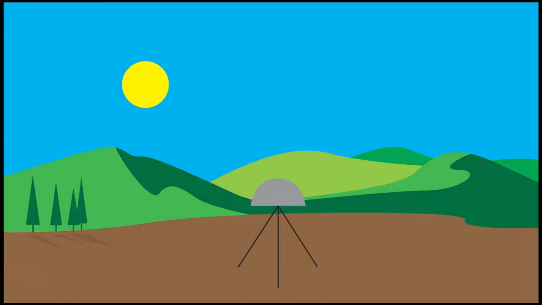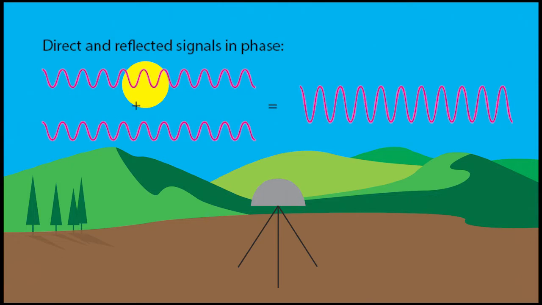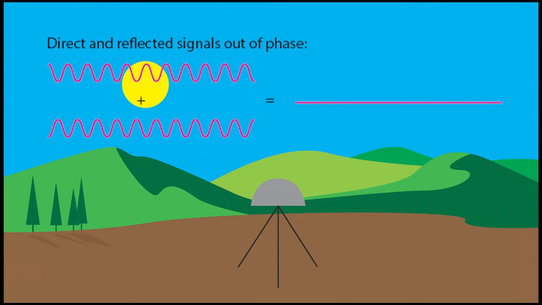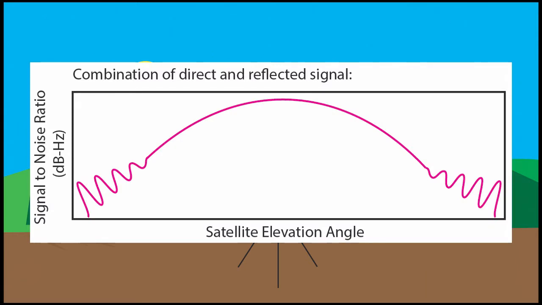And if you remember from maybe high school physics or some other math class, when you add two waves that are completely in phase with one another, the end result is an amplified wave. And if you add two waves that are completely out of phase with one another, the waves will cancel each other out. And this is what's happening at those low elevation angles in the signal-to-noise ratio data. Those wiggles are the result of the interference between the direct and reflected signals.